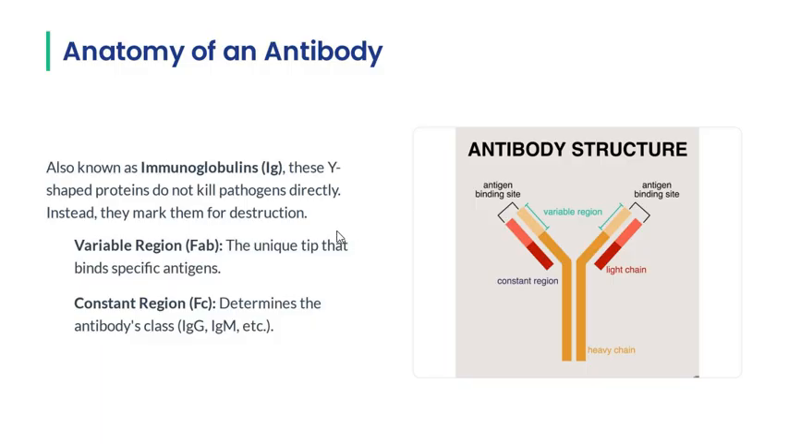The different regions are variable, which are the unique tips that bind to specific antigens. And then we have the constant region, which determines the antibody class, like there's different classes of antibodies. Don't mind that sound. I don't know why that keeps beeping, but I'll scroll down.